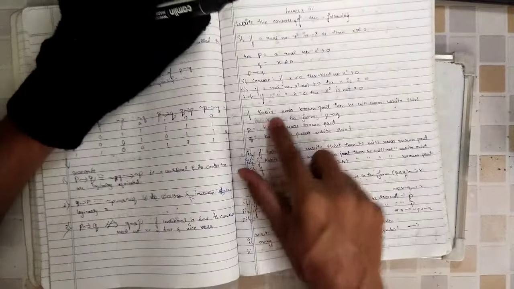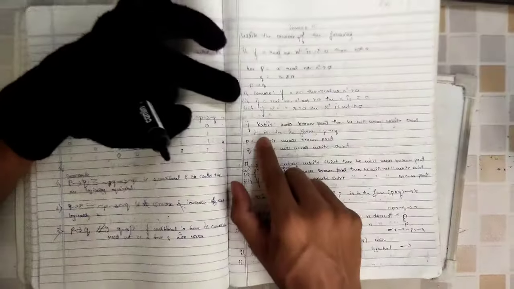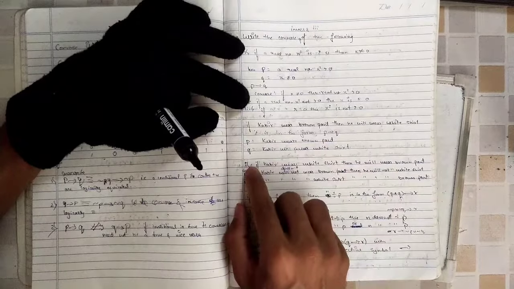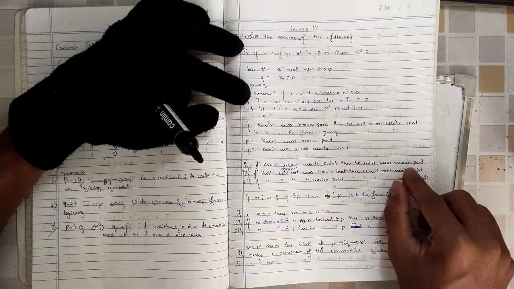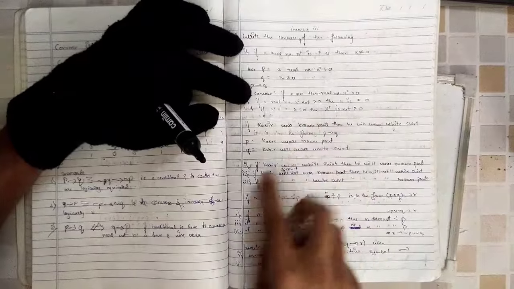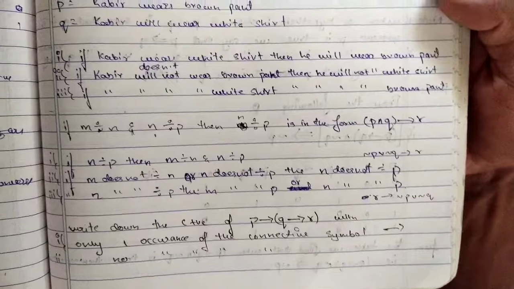Now, if Kabir wears brown pant, then he will wear white shirt. It is in the form of p implies q, where p is this and q is this. So you write the converse, inverse, contrapositive. The converse: if Kabir wears white shirt, then he will wear brown pant. The inverse, just see here. If you read, you should be able to understand this. If not, I will bring it closer to the camera so that you can take a screenshot, because I don't want to waste much time here.